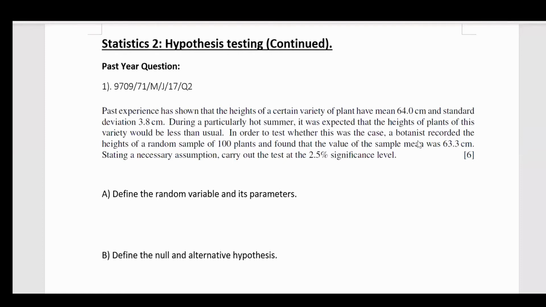Today we will continue with hypothesis testing, and we will focus on the left tail test. For the right tail test and two tail test, you can refer to my previous lessons. Now we will take the past year questions as example. So let's see question 1 from May-June 17, variant 71, question 2.